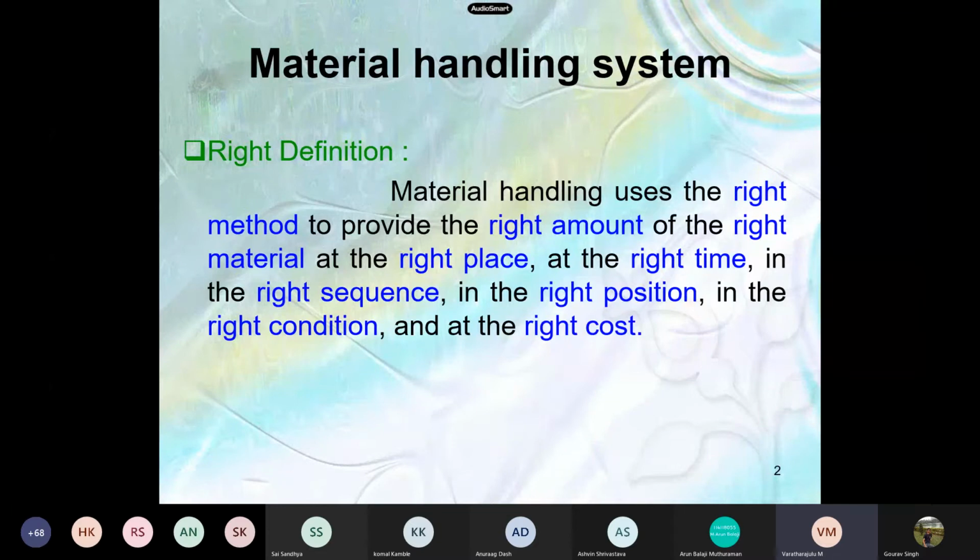We need to get the material in the right sequence during assembly and all. We need to put in the bolt, and then we need to put in the nut, and all like that. The right sequence has to be maintained. We need to be very conscious of that right sequence and right position. We need to prefer this in order to perform the material handling system under the right conditions.